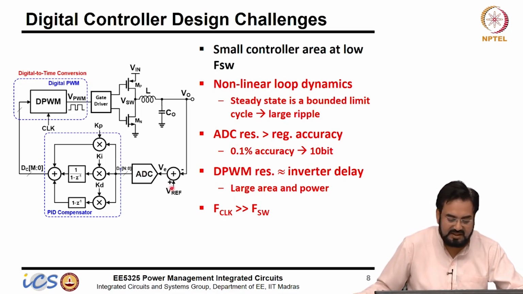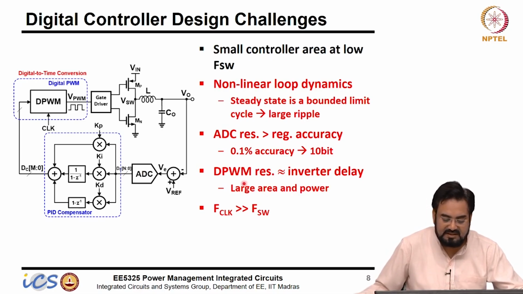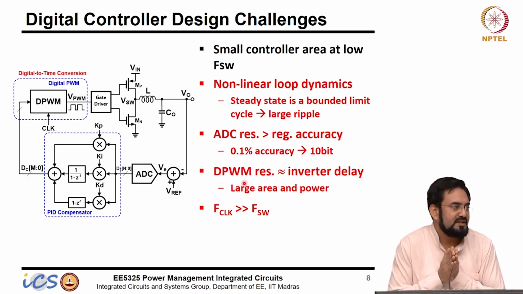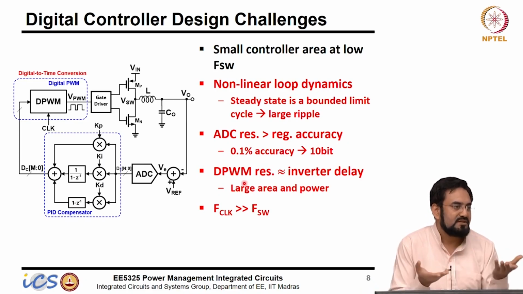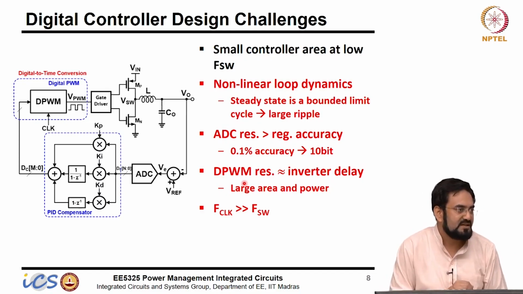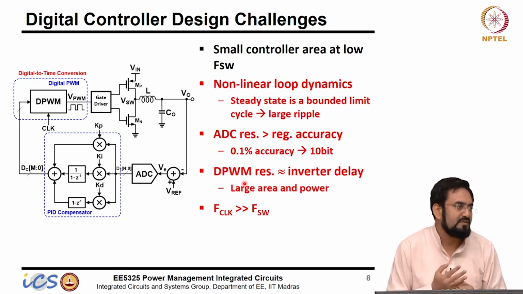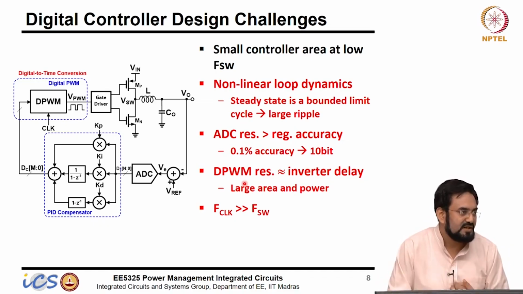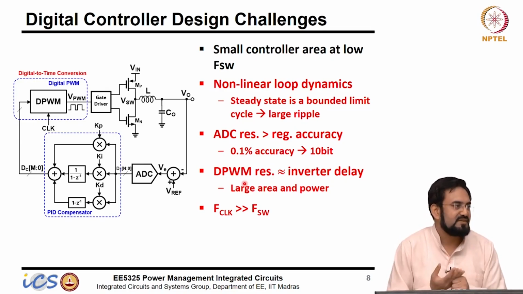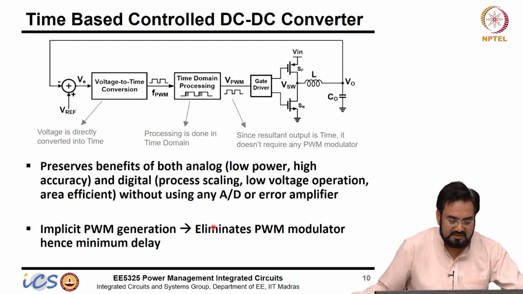And the DPWM, again, let's say you are using a DLL, then it's dependent on inverter delays, and if I want more resolution, then the delay of each inverter should be very small, and then your inverter should be very fast, which means it will take a lot of area and power. So you are increasing the size of your inverter to make it fast, which means you are increasing the power as well as area. So again here you have to pay a significant power and area penalty.